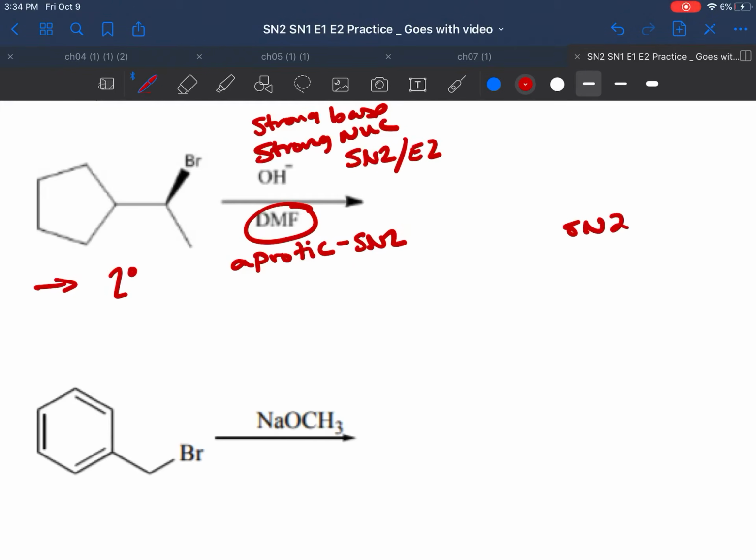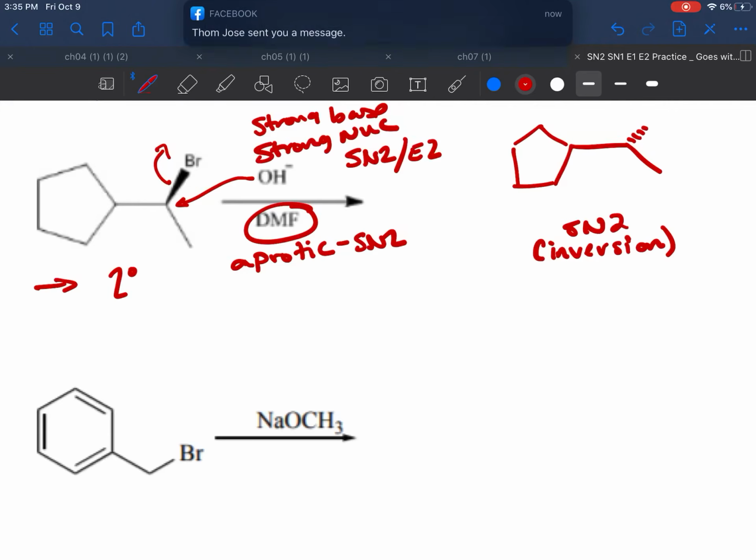Now, an SN2 reaction should give us inversion of stereochemistry. So when I go to draw my product, nothing happens to the ring. This OH is going to attack from the back as the bromine leaves off the front. So we're going to use a dashed bond to show that new alcohol.